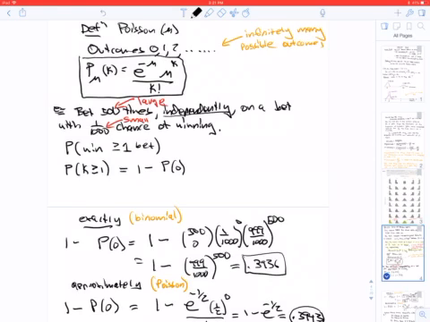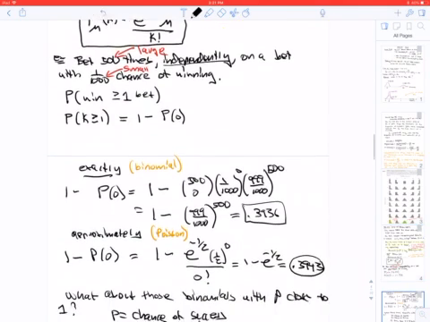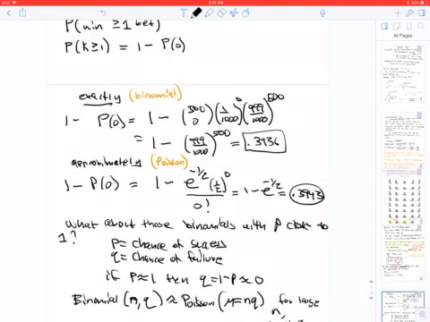And p is 1 over 1,000, which is small. So what's the probability that you win greater or equal to 1 bet? The probability that you win greater or equal to 1 bet is 1 minus the probability that you win nothing. And we can do this two ways.